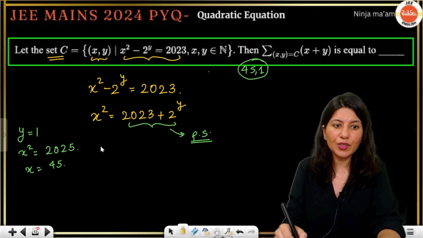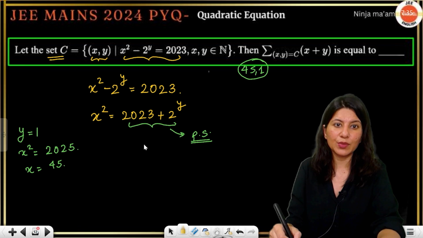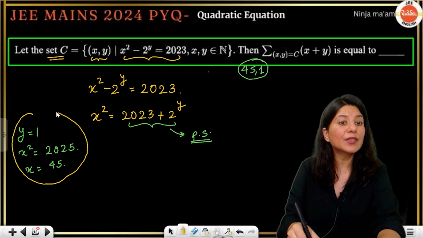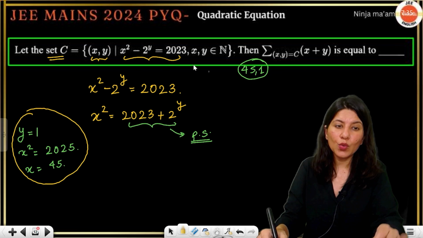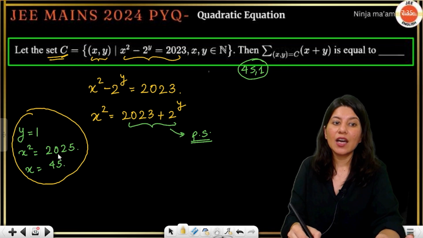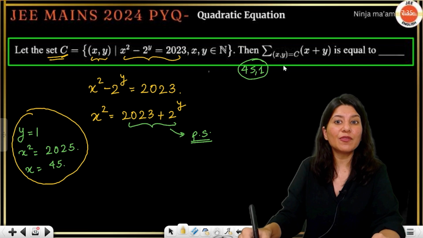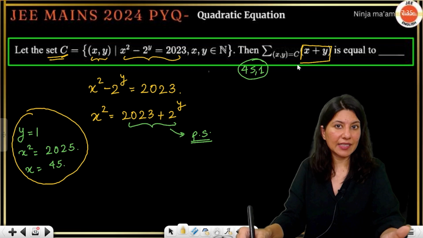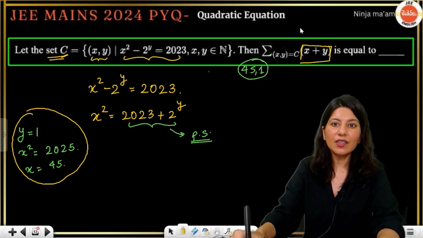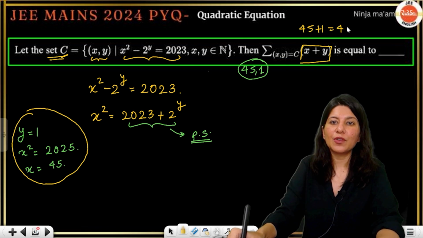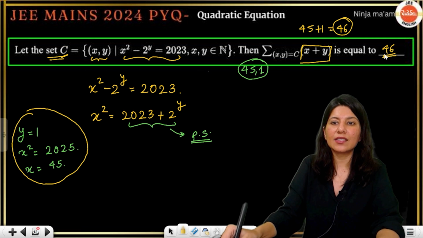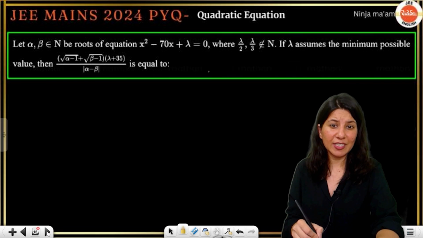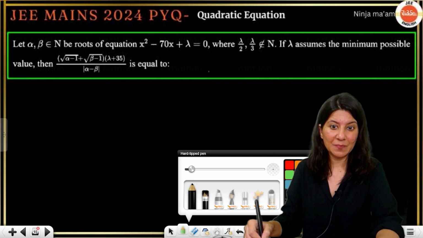Now if you try y equals 2, y equals 3, y equals 4, you will realize that apart from this ordered pair, you're not getting any other ordered pair. So the only ordered pair which will sit inside set C is 45 comma 1. Now what do you want? Sum of all the values of x plus y. So just add it. I am getting only one, 45 plus 1 equals 46. 46 is the right answer. Okay, easy question, I guess, but a little bit tricky because you have to think a lot in this.